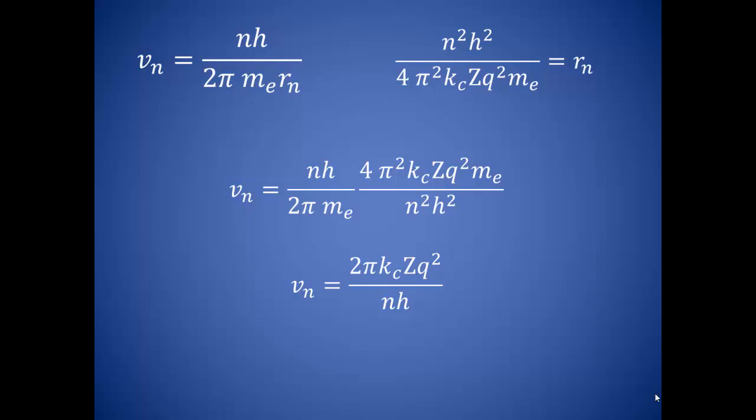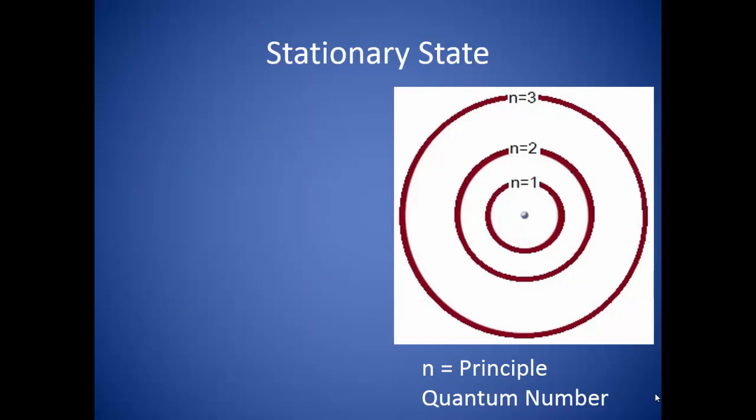Now look how Z affects this equation. Since it is in the numerator, increasing the atomic number will increase the orbital velocity. So more positive charges in the center of the atom will cause the speed of an electron to increase. So this is a basic representation of the Bohr model of the atom. The first possible orbit for an electron in this atom is a circle labeled n equals 1. n is known as the principal quantum number and is simply a way to designate which orbit is being referred to.